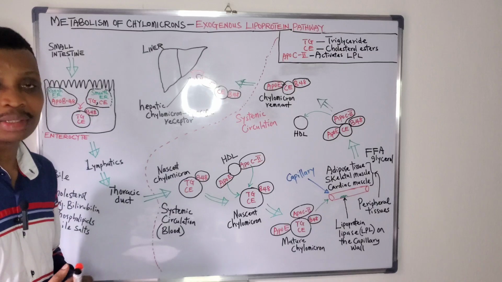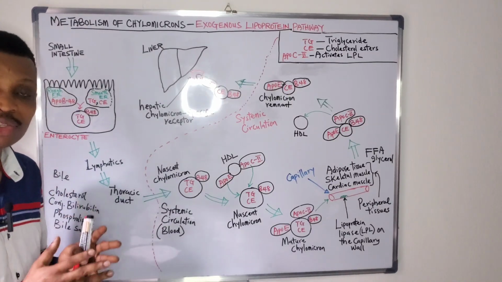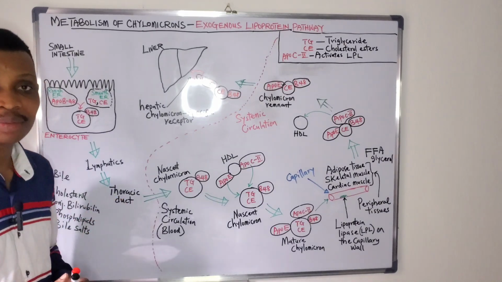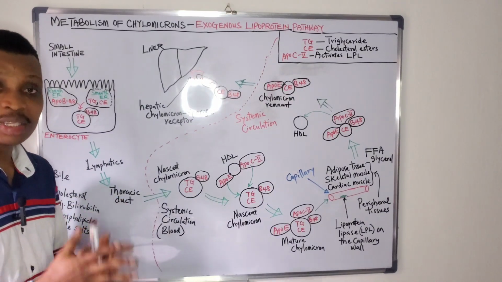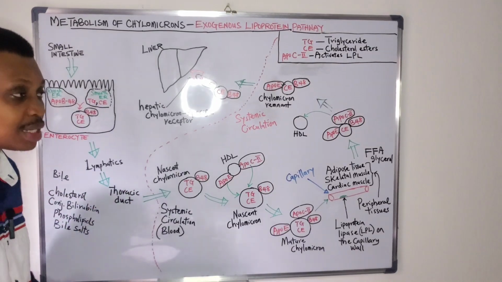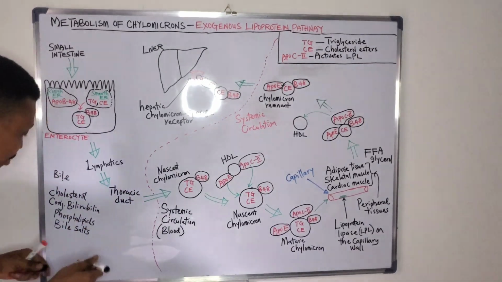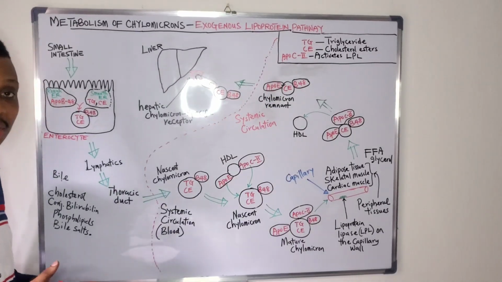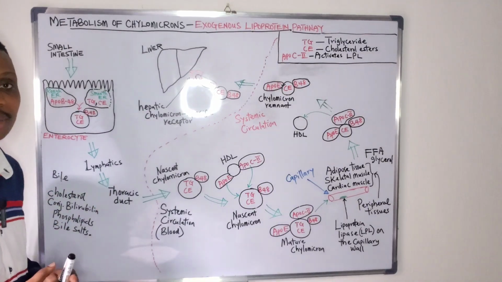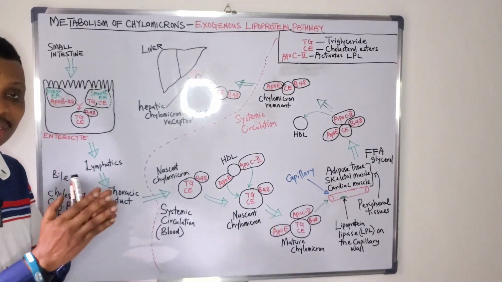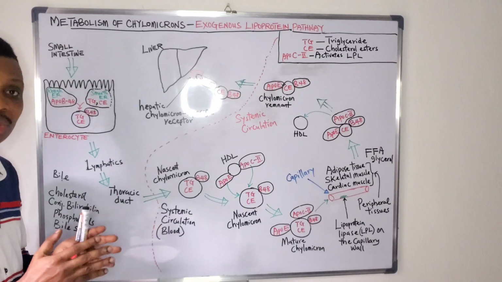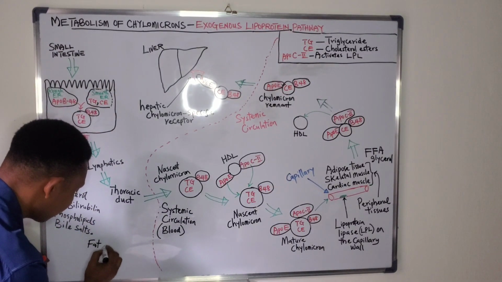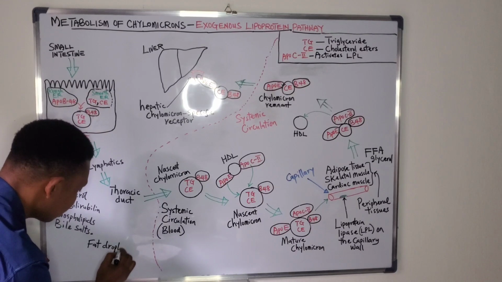When we ingest a diet rich in fats, such as cholesterol and triglycerides, these fats get into the small intestine. On getting into the small intestine, these fats, specifically triglycerides, are acted upon by bile salts. So what bile salt does is that it acts as a detergent, converting the triglycerides into fat droplets.